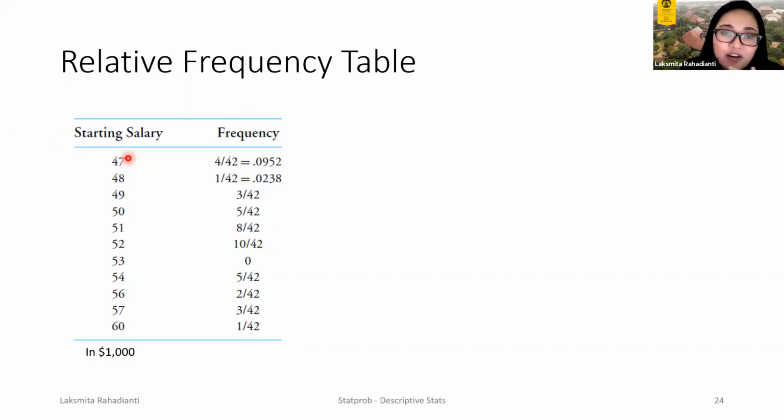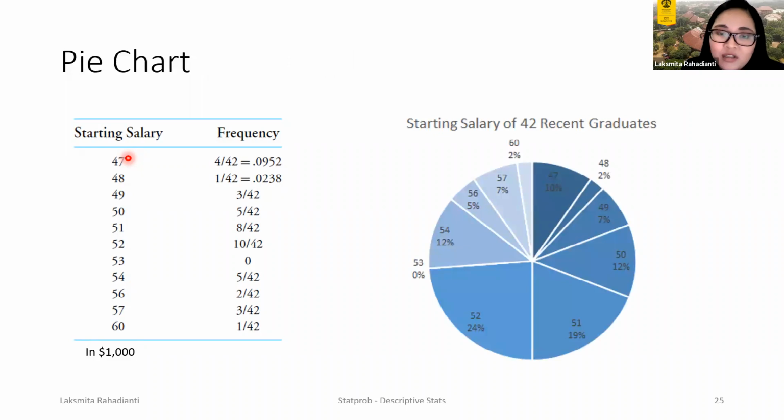Alternatively, since humans are very visual people, I could also make it into a pie graph that I bet each and every one of you has seen before and probably have made before. Up until now, we talked about singular values. What do I mean by singular values?